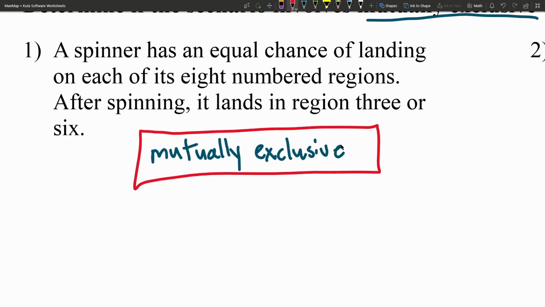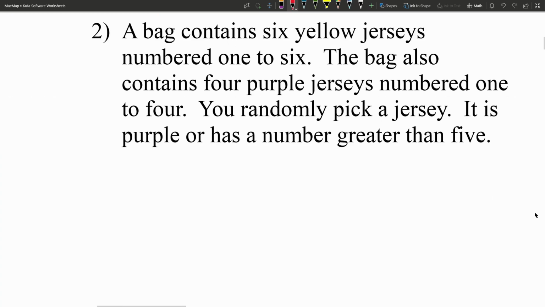Let's move on to number 2. Number 2 states that a bag contains 6 yellow jerseys numbered 1 to 6. The bag also contains 4 purple jerseys numbered 1 to 4. You randomly pick a jersey, it is purple, or has a number greater than 5. So thinking about this, is it possible to have any overlap? Is it possible that the jersey is purple and has a number that's greater than 5? No, it's not, because the 4 purple jerseys are only numbered 1 to 4. So a purple jersey is never going to have a number greater than 5.